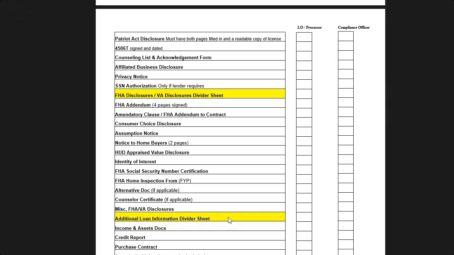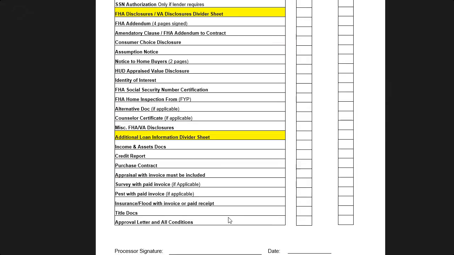In case you need to add all these other documents and you don't want to include them with all the other documents that were in the beginning. These would include income and asset documents like bank statements and retirement account statements, as well as pay stubs, W-2s, and tax returns. Credit report, you need to be able to have the credit report, all pages included, the purchase contract with any addendums that were on the contract.